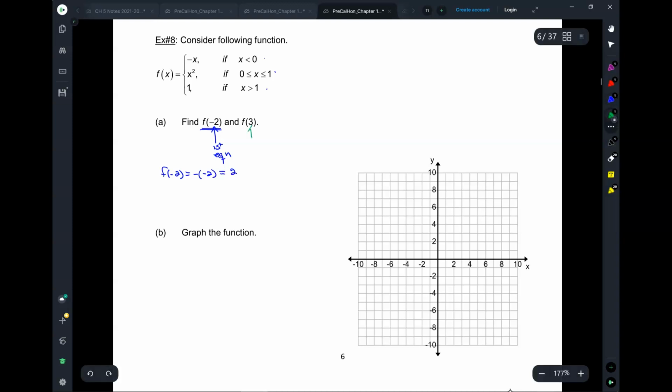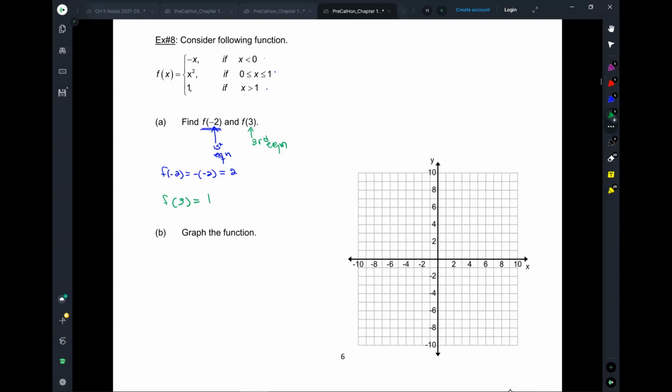What about f of 3? Which region does 3 fall in? The third. So that's the third equation, which is just what? The function is 1. So f of 3 is 1, just like the y equals 1 on top. So f of 3 is 1.